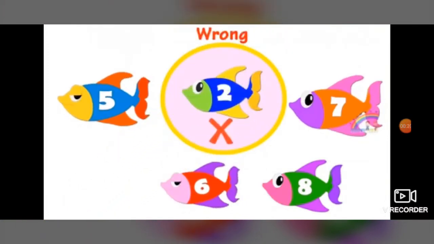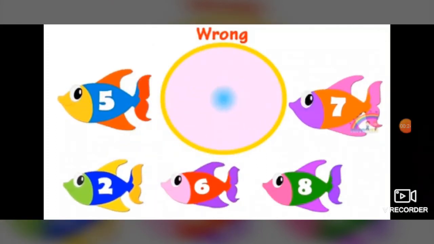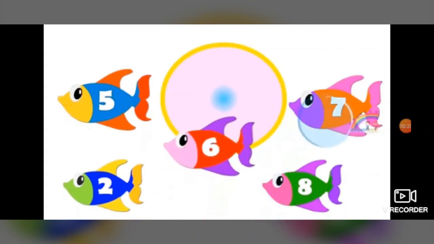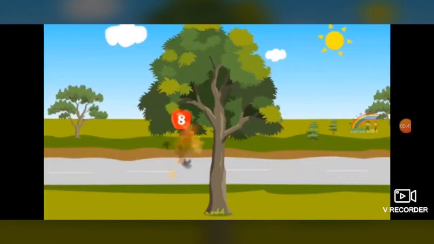Number 2, no, it's wrong. So try again. Number 6. Yes, count forward. 5, 6, 7. Count backward. 7, 6, 5. So this number 6, it is correct.